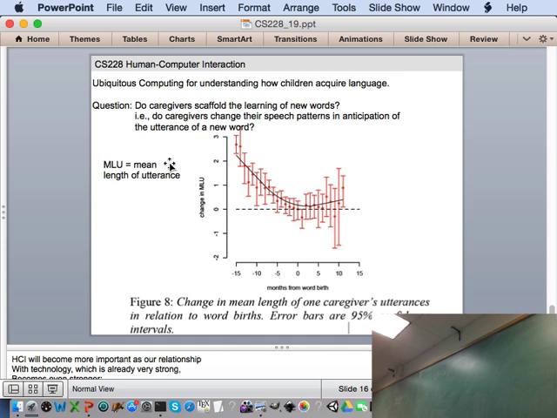So as they go forward in time, the caregivers start to say things like, "Do you want water? Do you want more of this water? Do you want the water from the red or the blue cup?" Longer and longer utterances that contain the word water.